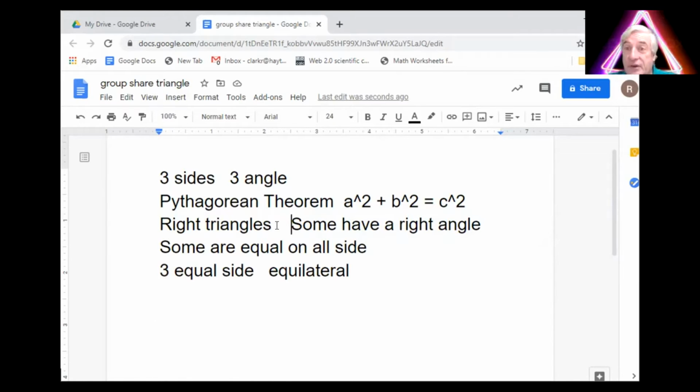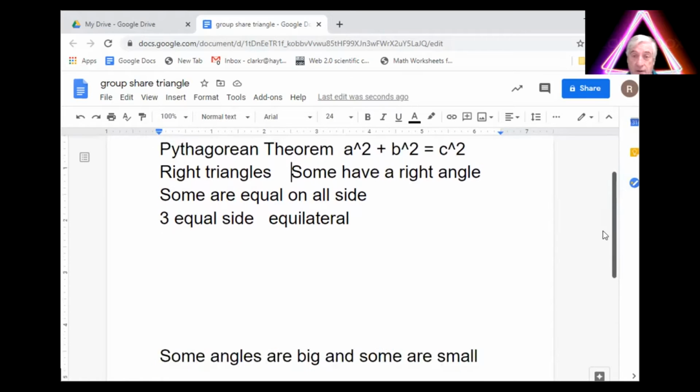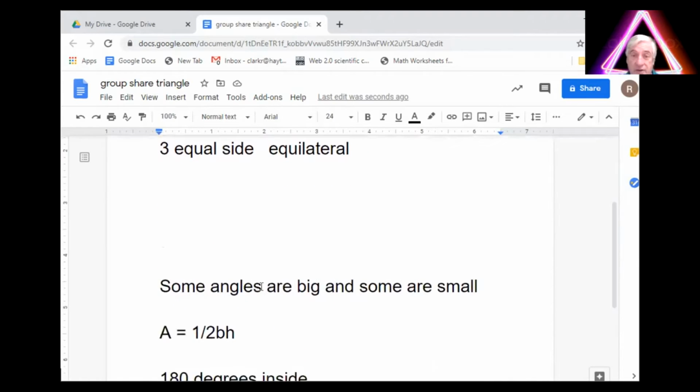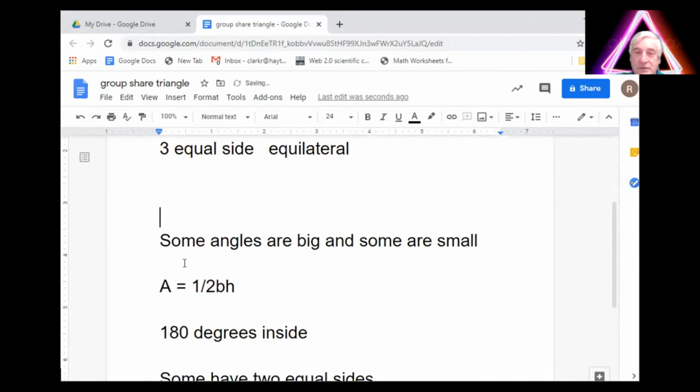And if they're equal on all 3 sides, there's 180 degrees in a triangle. How much is each angle? Right, 60. How'd you get that? She says she divided 180 by 3 and got 60. Very good. Says some angles are big and small.